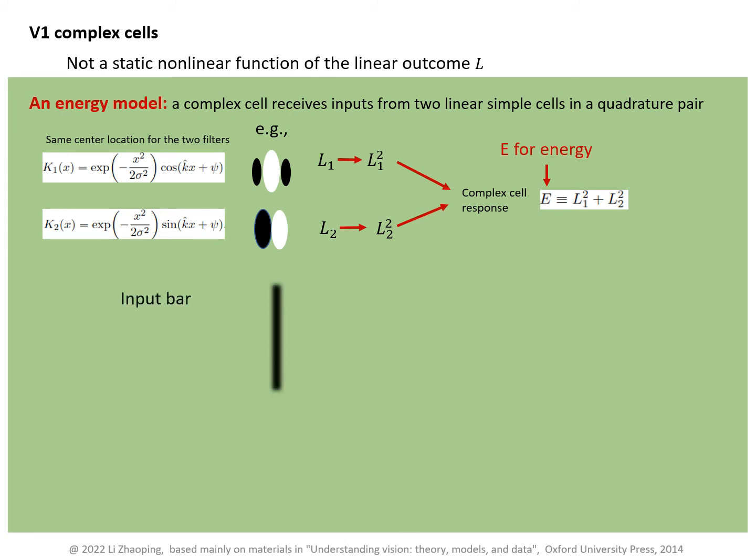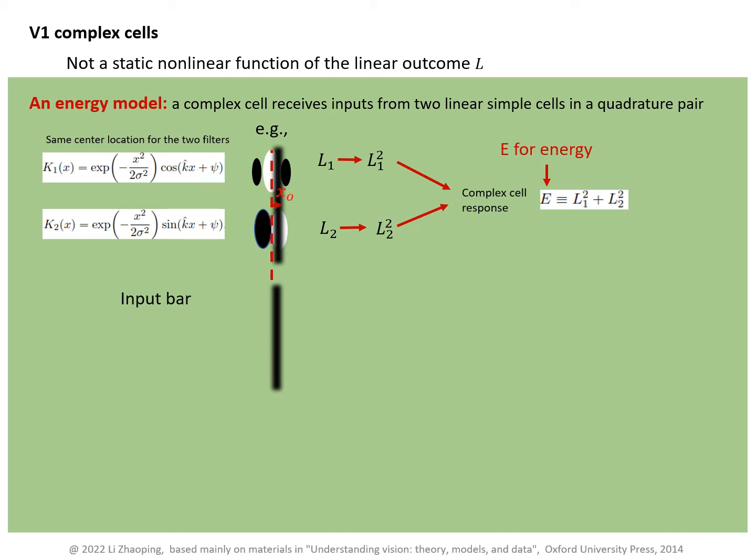If the input is a bar rather than a grating, one can show that the response from this complex cell will also be insensitive to the exact location of this bar. Whether this bar is aligned with any subregion of the filter does not matter too much. The bar could also be here or another location, as long as it is more or less within the Gaussian envelope of the two Gabor filters.